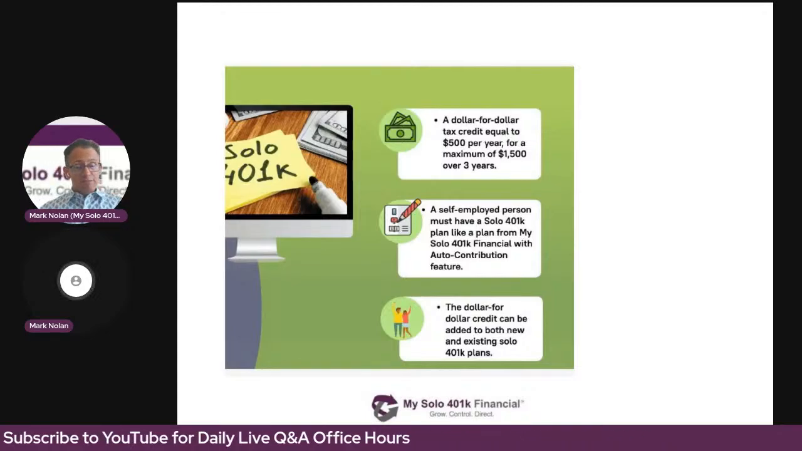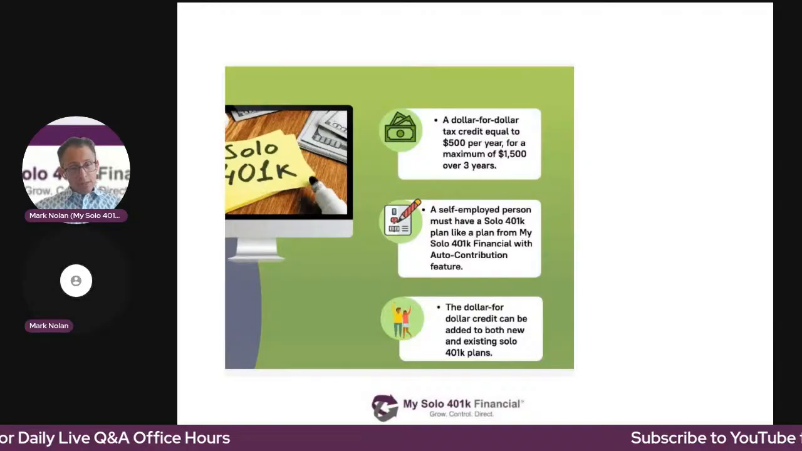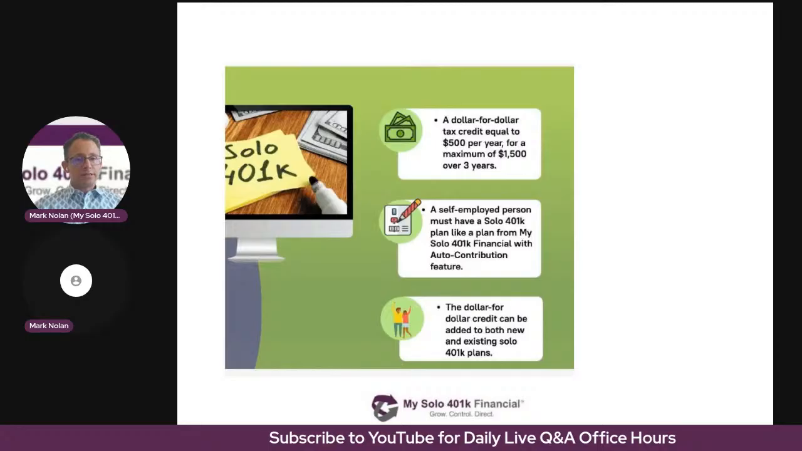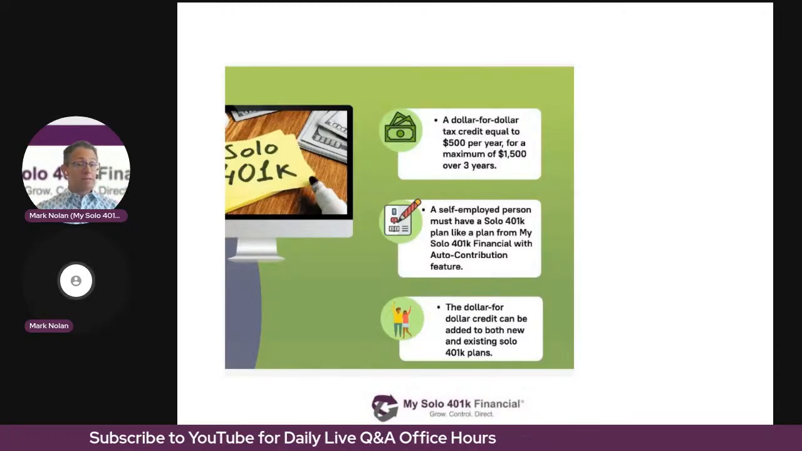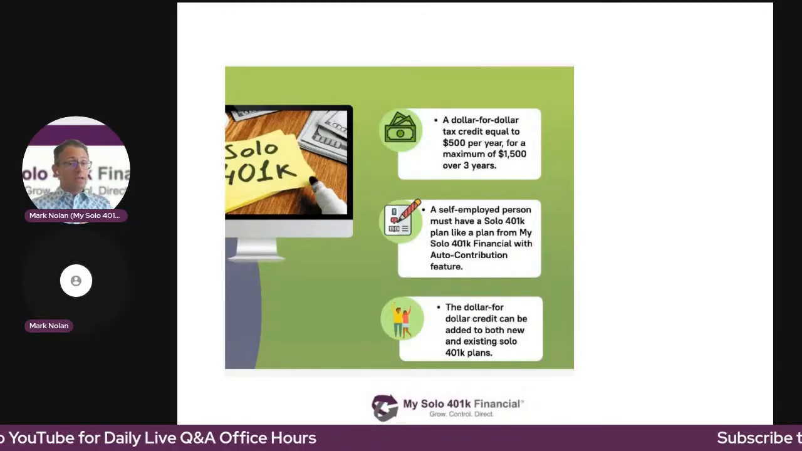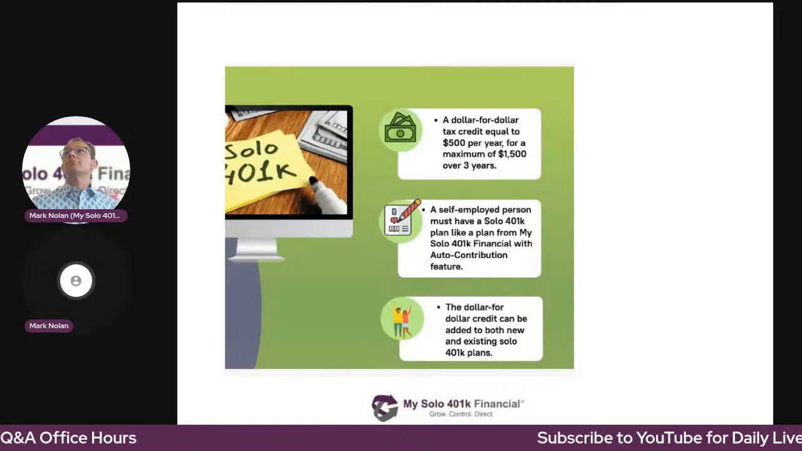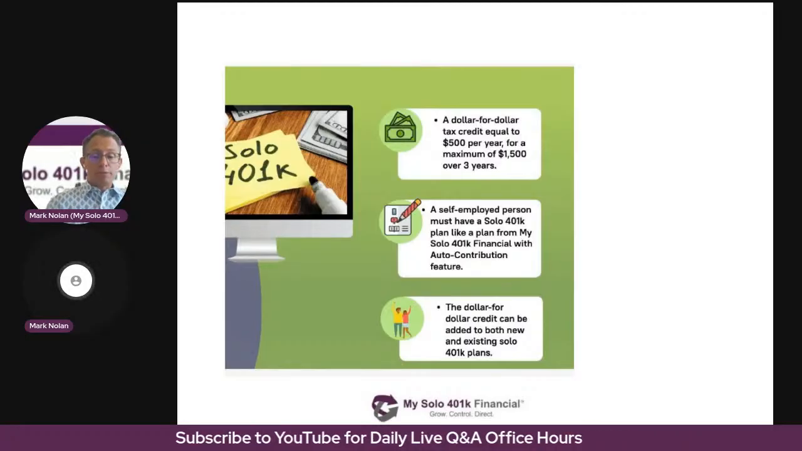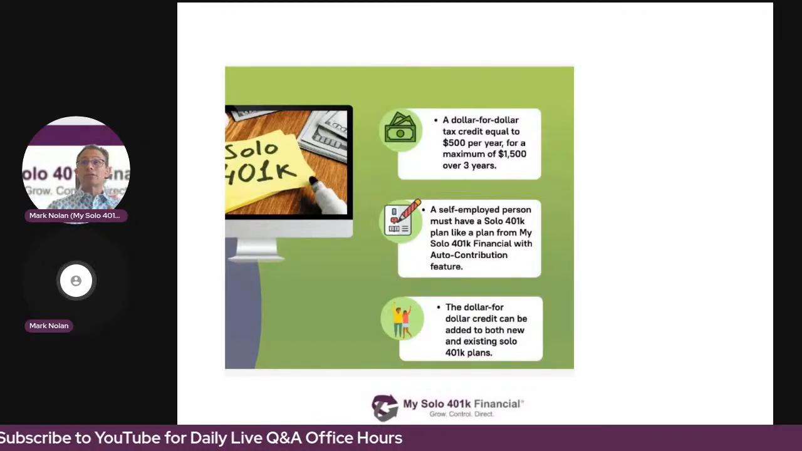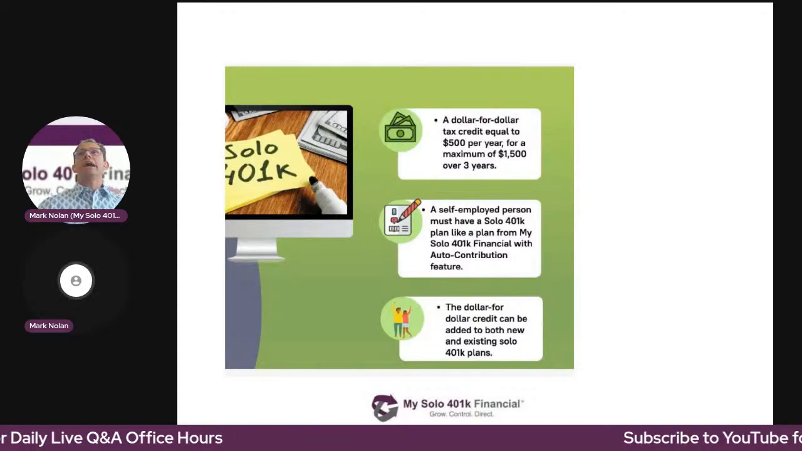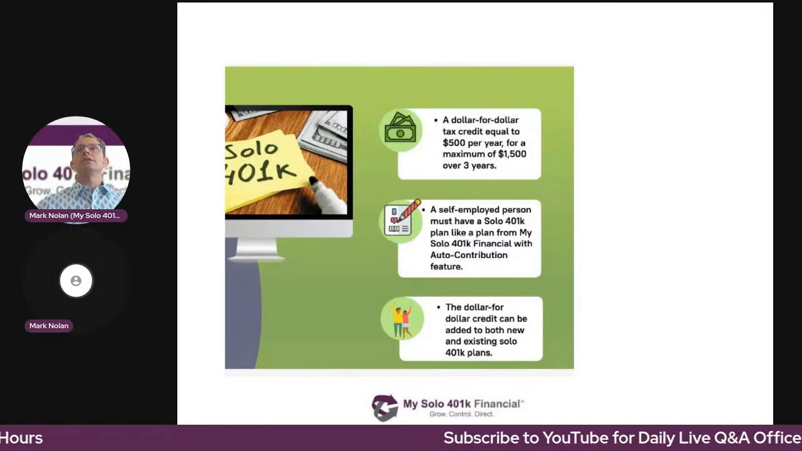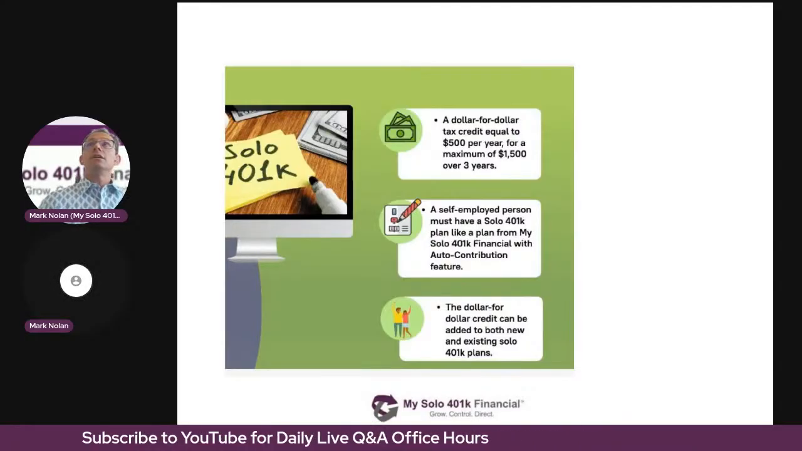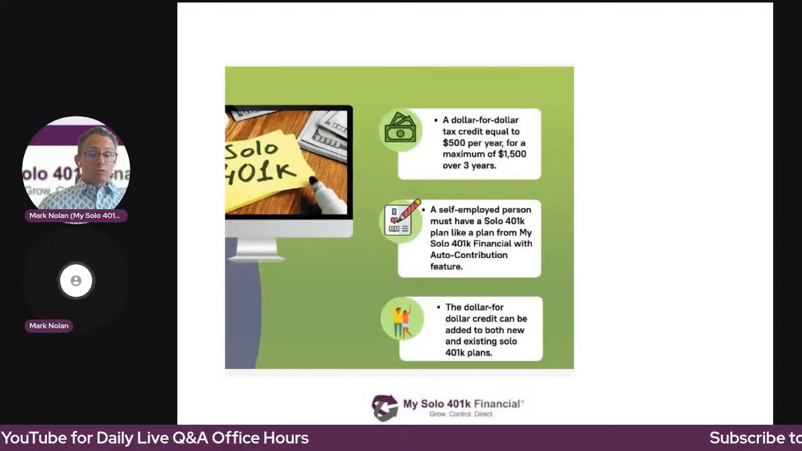If you're an existing client of my solo 401k financial and you opened the plan with us prior to December 31st of 2023, this auto contribution credit was not available at that time, but we can add that to your plan now. If you're an existing client, go ahead and submit a support ticket through our website. We can add that auto contribution credit to your plan so that you can start utilizing it this year in 2025 for a total of $1,500 over 3 years.